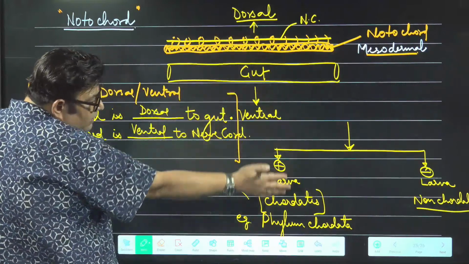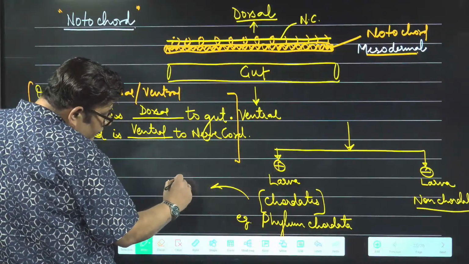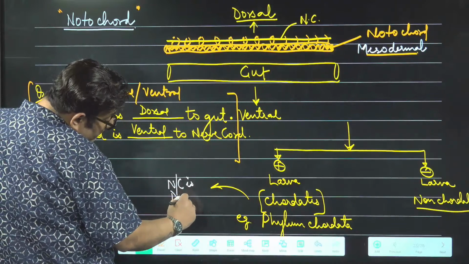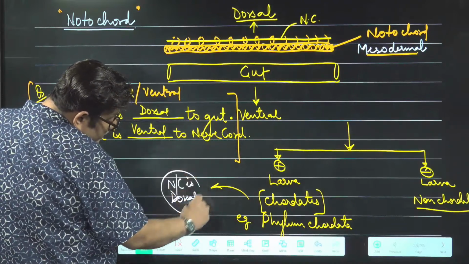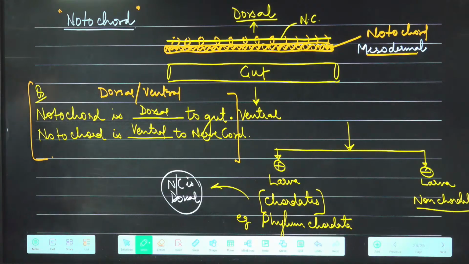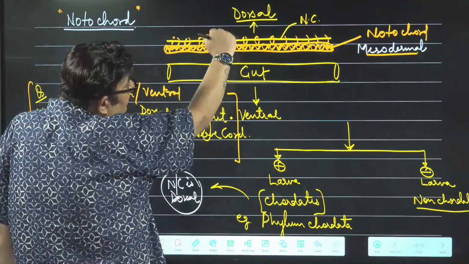Otherwise, in all the non-chordates, the nerve cord is ventral. Here, the nerve cord is dorsal. In the remaining, the nerve cord is ventral. Okay? But here, then only we can say it is lying ventral to the nerve cord.